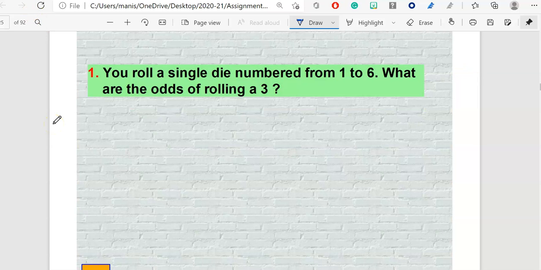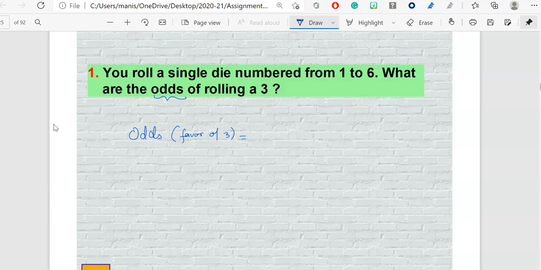So let's look at this question. You roll a single die numbered from 1 to 6. What are the odds of rolling a 3? Now the keyword over here is odds. So what was your formula? Now it says in favor of 3. So our formula was the ratio of the number of favorable outcomes to the number of unfavorable outcomes.